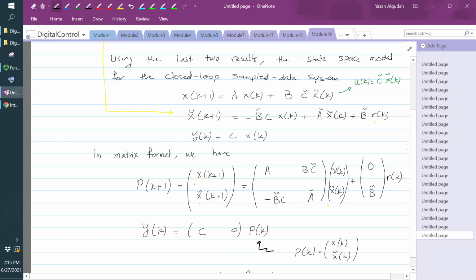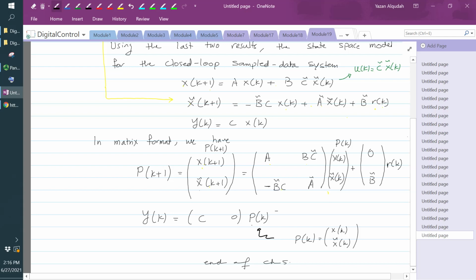Now these together, I combine them. This is p of k plus 1, and this is p of k. Now the output y of k only depends on x of k, so y of k is going to equal C multiplied by p of k, which is, again, we can keep it as p of k, or write it as x of k and x tilde of k. Y of k is equal to C multiplied by x of k and 0 multiplied by x tilde of k.